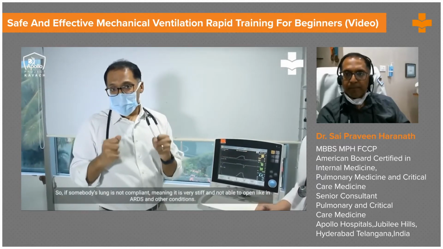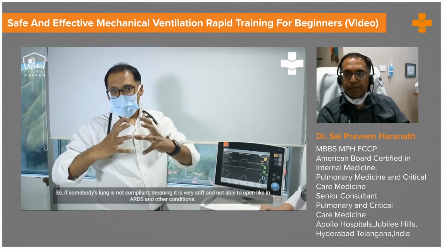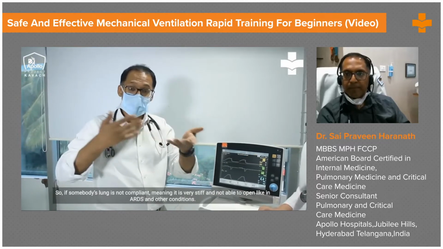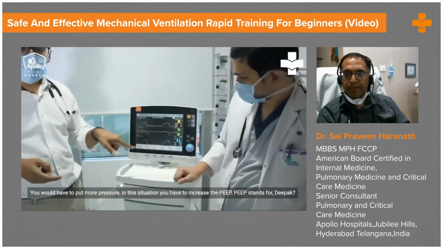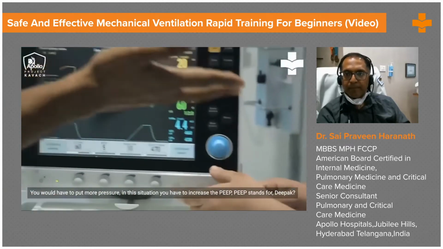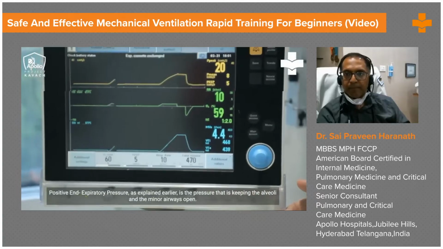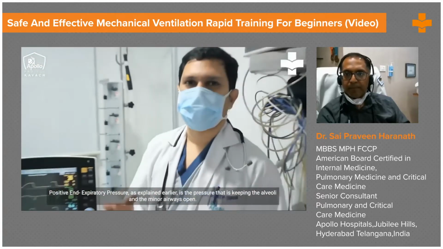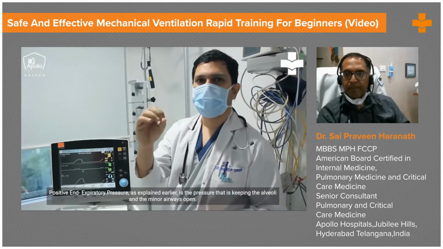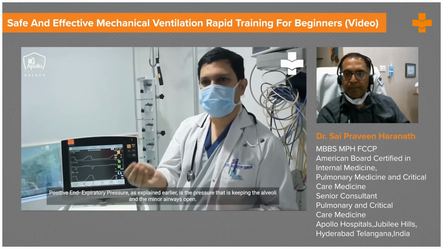So if somebody's lung is not compliant, meaning it's very stiff and not able to open, like in ARDS and other conditions, you have to put more pressure. In that situation, you have to increase what is called the PEEP. PEEP stands for, Deepak? Positive end expiratory pressure. So which means, as it was told, how much is the end expiratory positive pressure? How much is the pressure which is keeping the alveoli and the minor airways open?